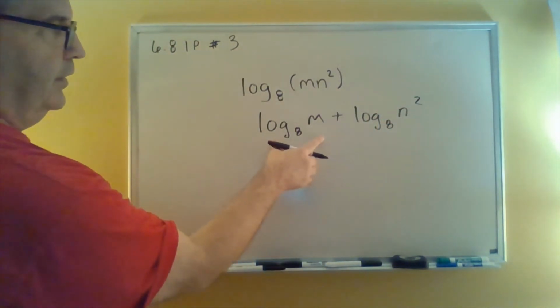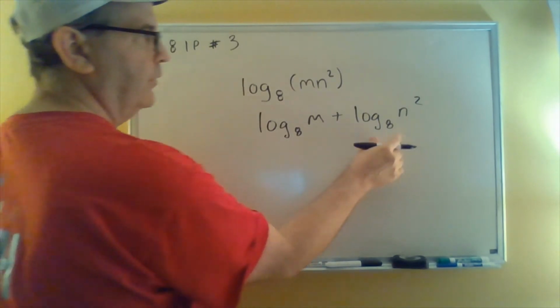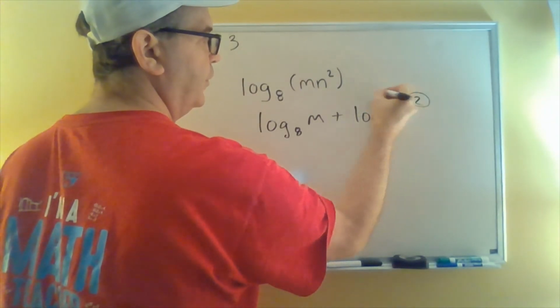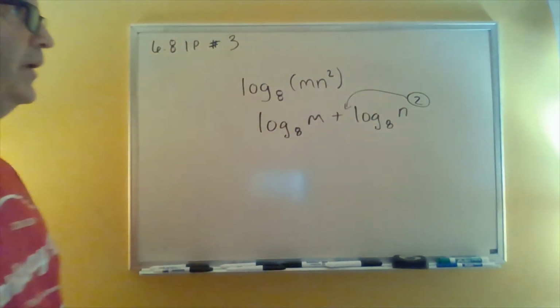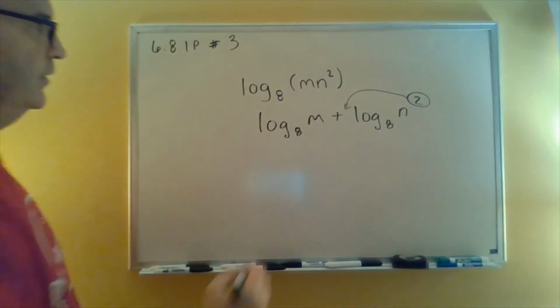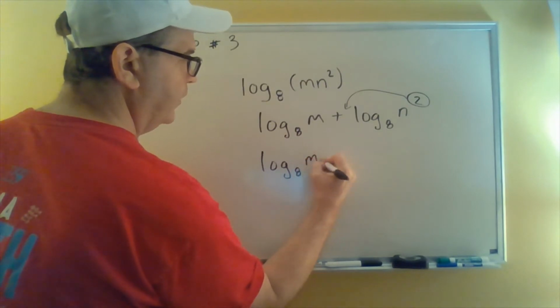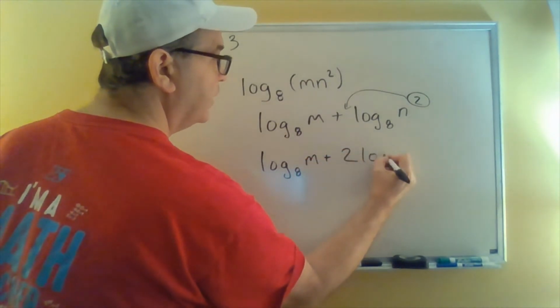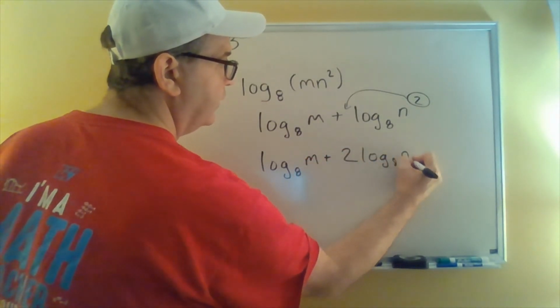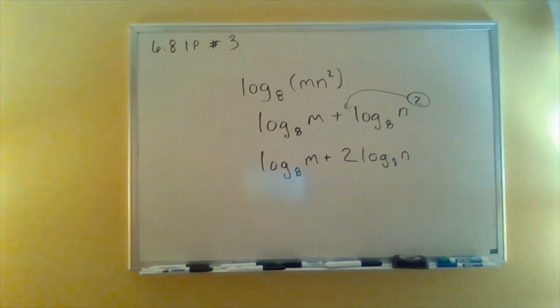So our first log here, that's just as simplified as it can get. However, the second one, with the power property, we're going to move that exponent out front into the coefficient position. So we'll end up with log base 8 of m plus 2 times the log base 8 of n. And there is our answer for number 3, expanding this original logarithm here into 2 separate ones. We get log base 8 of m plus 2 log base 8 of n.